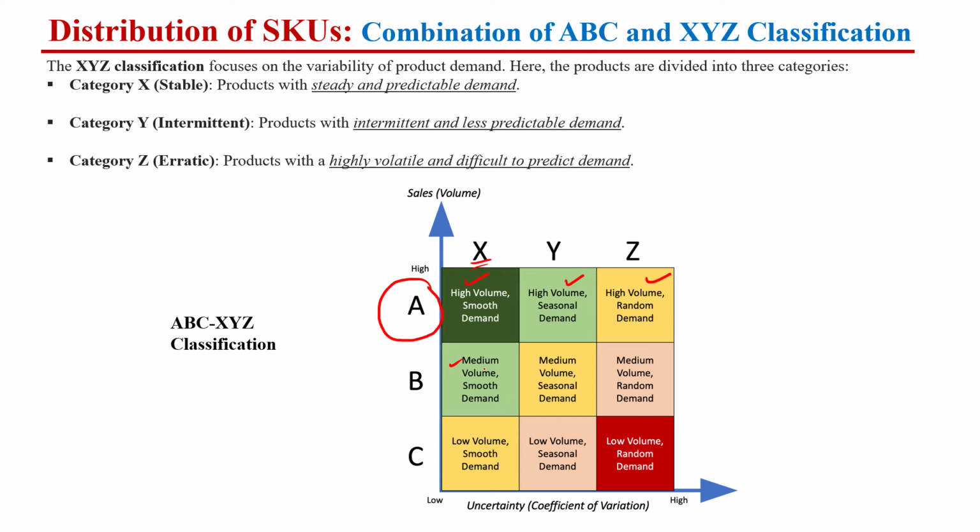Similarly, for the B category, that is going to be medium volume but smooth, medium volume but seasonal or intermittent, and medium volume, meaning medium value with respect to the sales, but random. The same is the case for C. So instead of applying only one kind of classification, which is ABC or XYZ or VED analysis, we have combined the two classifications, and we can divide our SKUs into nine categories instead of only three, with respect to two key parameters: one is the dollar value, and the other is the demand fluctuation, or the variability in the product demand or sales.